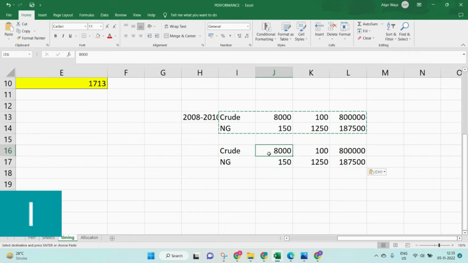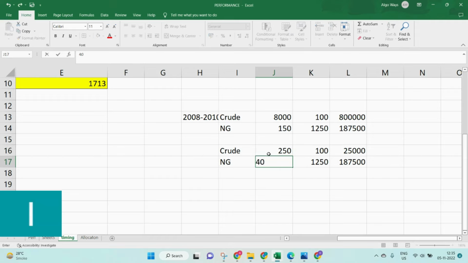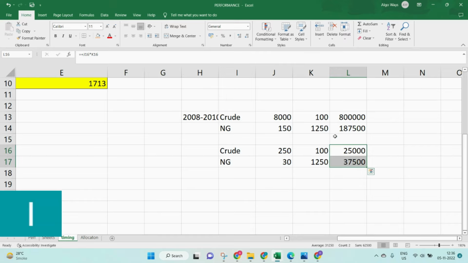So now we do it on options. If you take the average premium of crude at say 250 for the month, and the NG average premium at 40 rupees, it starts from 30 to 40 rupees actually. So the contract value, if we are talking about buying, is 25,000 and 37,500, which is reasonably okay.